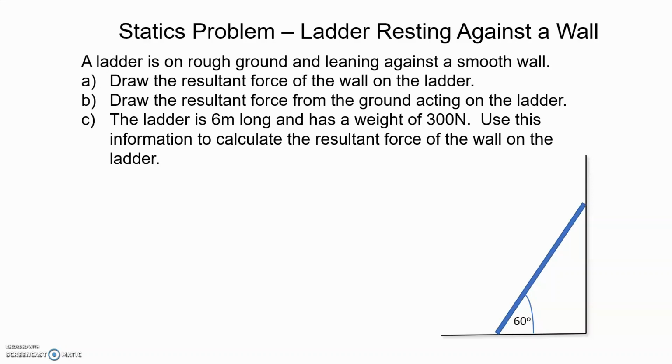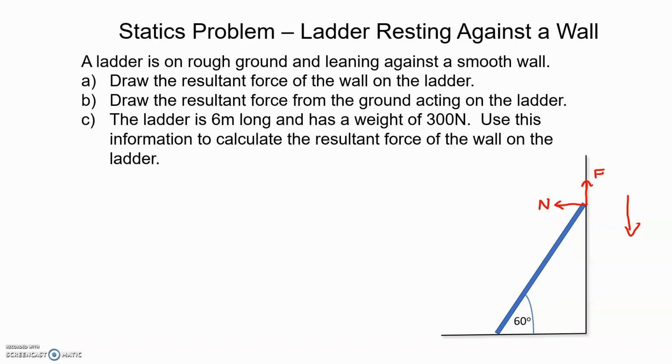Part A says draw the resultant force of the wall on the ladder. Now, under normal circumstances, if the ladder slid down the wall, the top of the ladder would slide down like that, and so we would have a friction force acting in the opposite direction. The other force that we would have is the normal contact force, the contact of the wall against the ladder, and that would act in that direction, so we'll call that N.